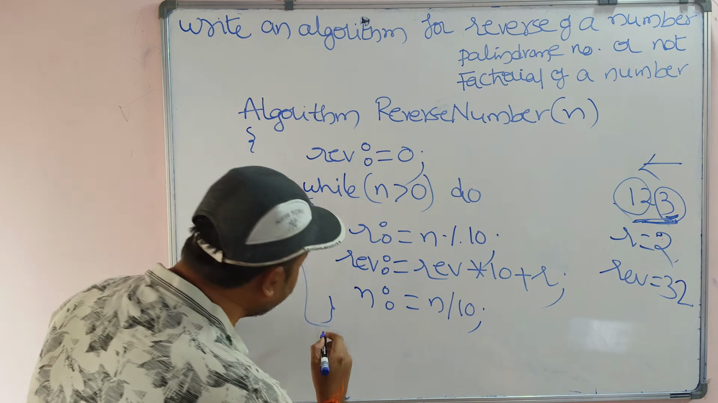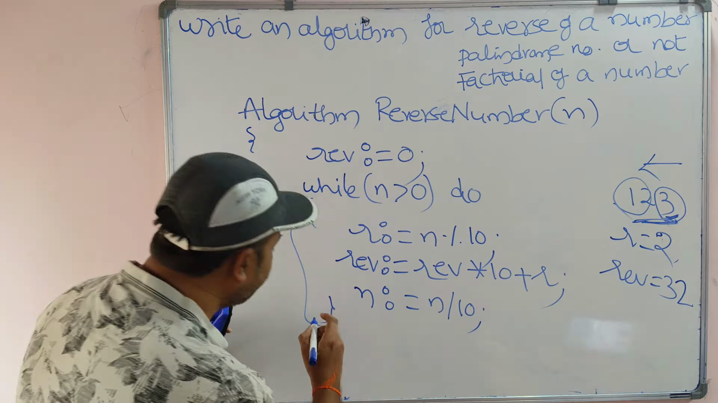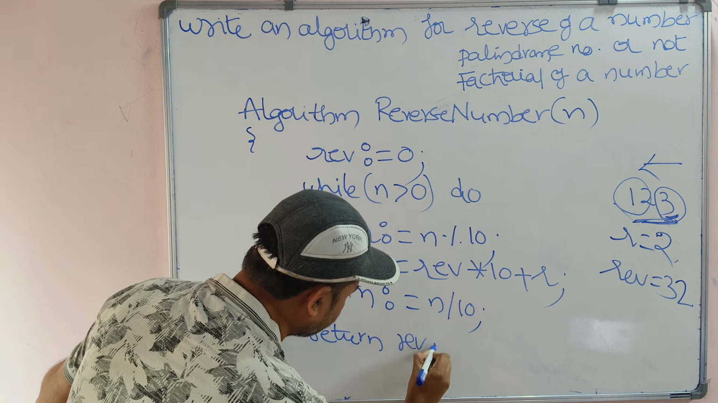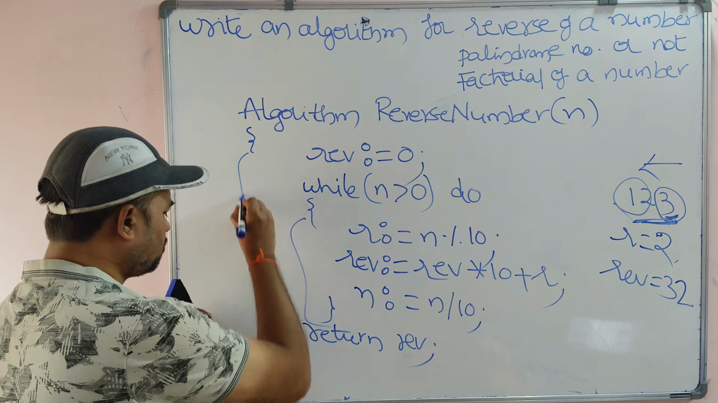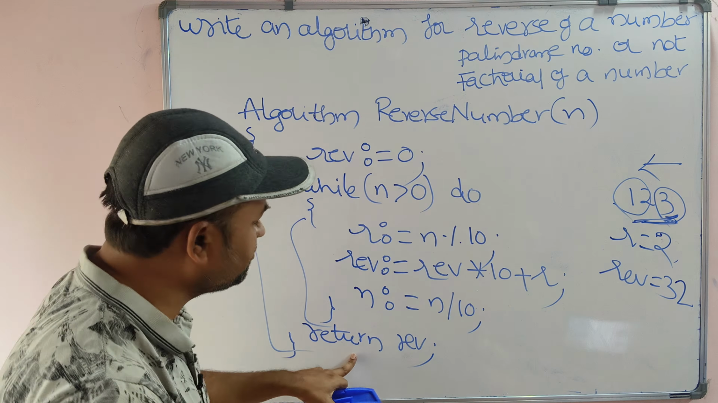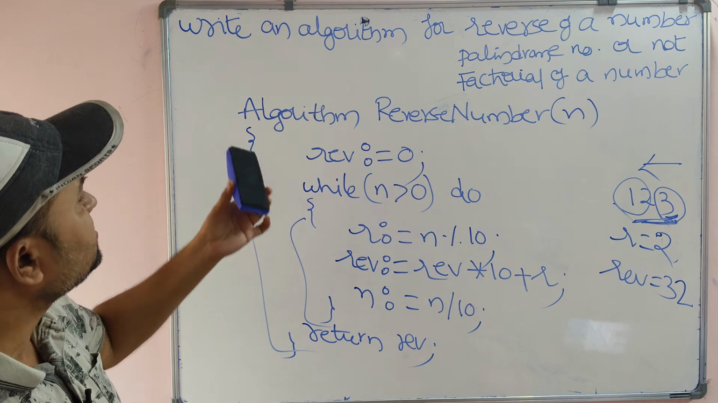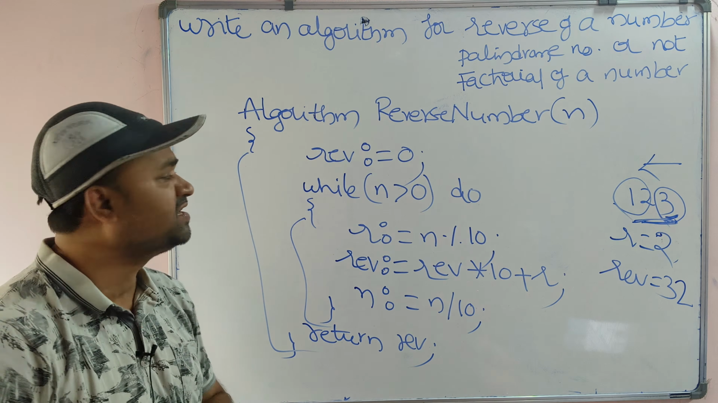Next, for printing, we may return the result. So return REV, and close the algorithm. Or in place of return, you can use print also. Print REV. So in this way, we can write the algorithm for reverse of the given number.